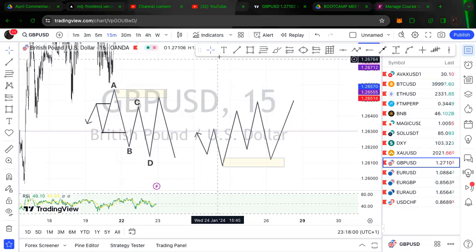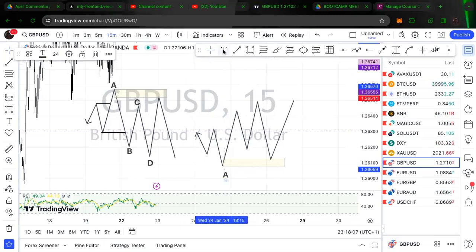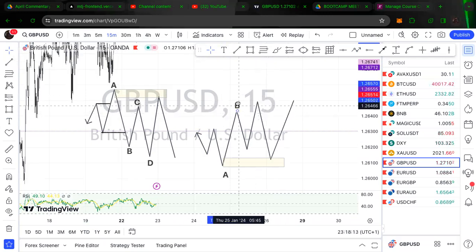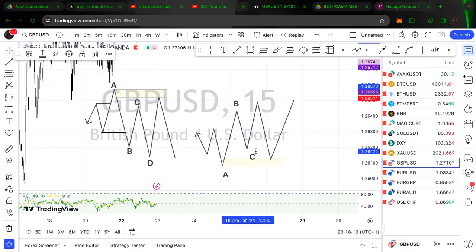Okay? Same thing for this. This sweep is your A. The break that sweep caused is your B, right? The pullback is your C. You can see that. And this pullback will cause a break. That is your D.